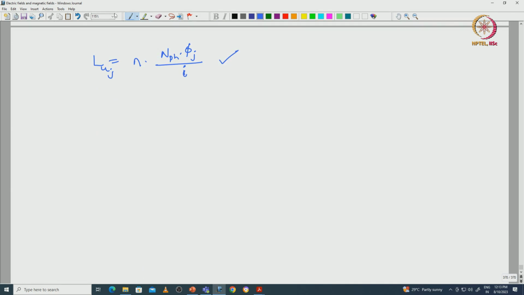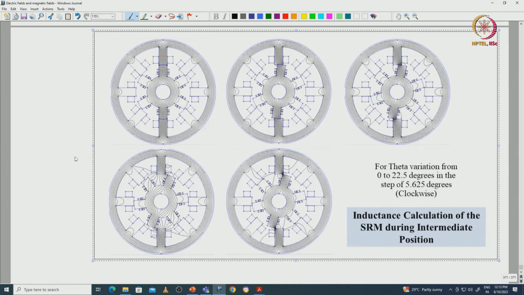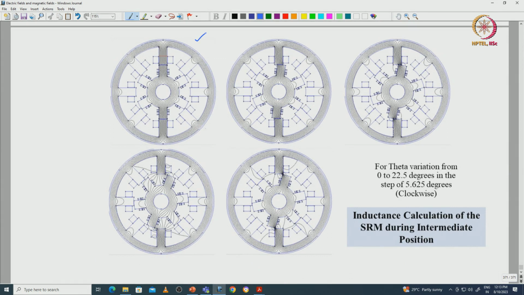In the same way we can calculate the inductance in intermediate positions. We can see here how the flux lines flow from the aligned position to the unaligned position: step 1, step 2, step 3, step 4 and step 5, and exactly at the end it reaches the unaligned condition. Each step the angle is 5.625 degrees. So, here also we have to find the number of flux regions with respect to the actual flux plot.